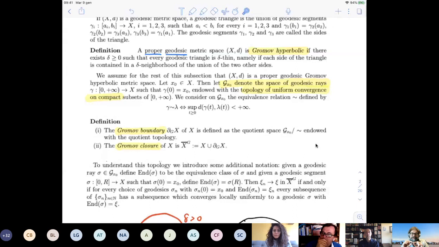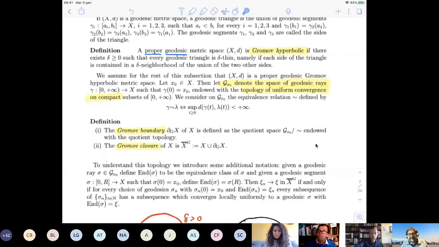You have what people call the Gromov product. You have two sequences going to infinity, which is more or less the idea to define the horosphere. You fix a point, you look at the distance from this point to one sequence, from this point to another sequence, and the distance between the two. And you say that two sequences are equivalent if twice the distance between the two, minus the distance of the first from this fixed point and the second from the fixed point, converges to infinity. And then you can define a metric.